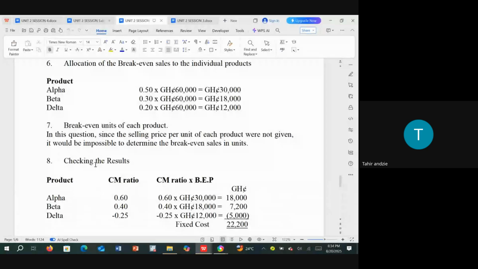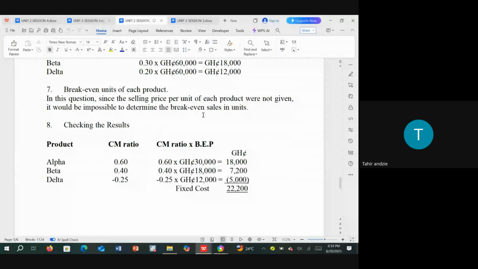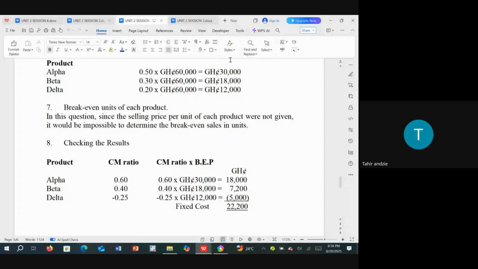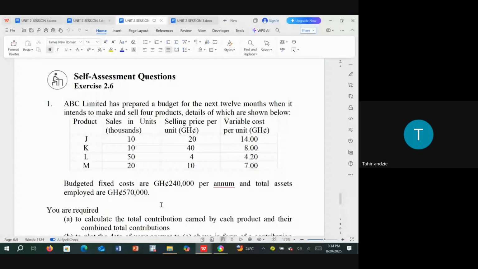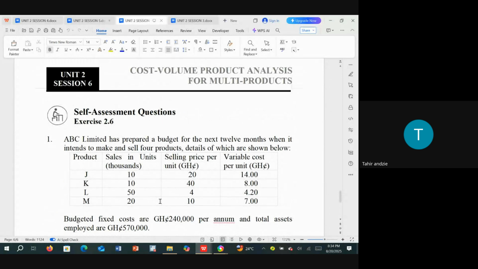So for the 7th, 8th point, where we are checking for the result, we said we don't have the unit contribution, we don't have the units sold, so we cannot use the unit approach. But we can multiply the contribution sales ratio for each product by their sales at the break-even point. When we add them, it should give us the fixed cost of 22,200. Yes, so that is the weighted average approach, or let's say the multi-product approach.